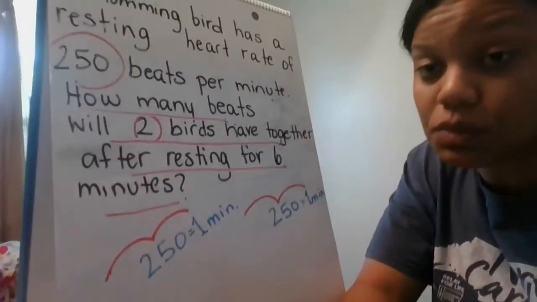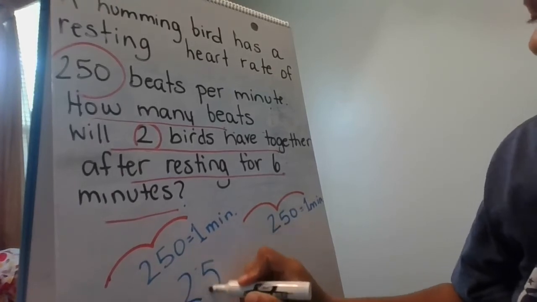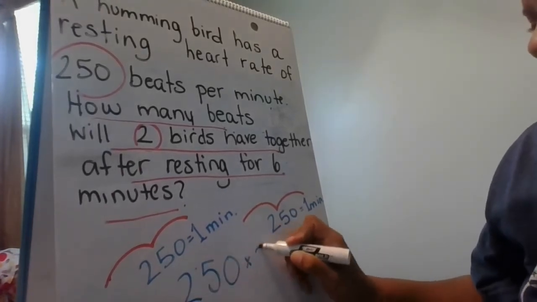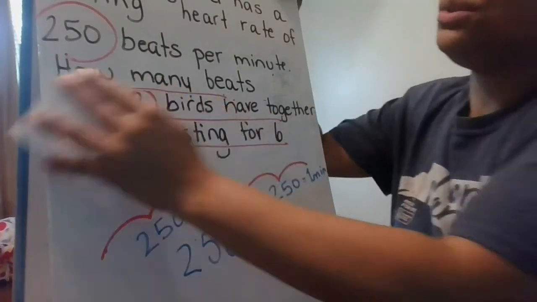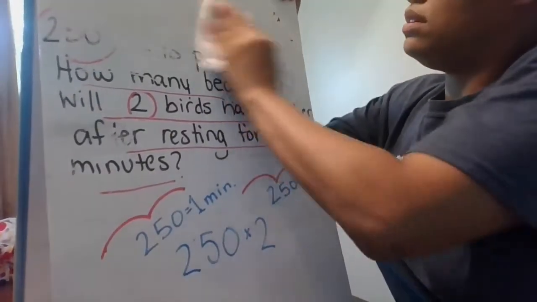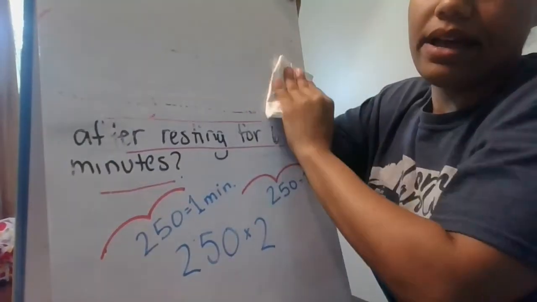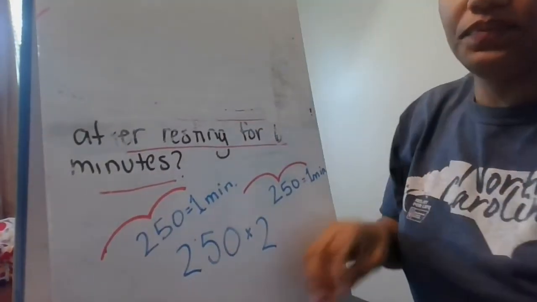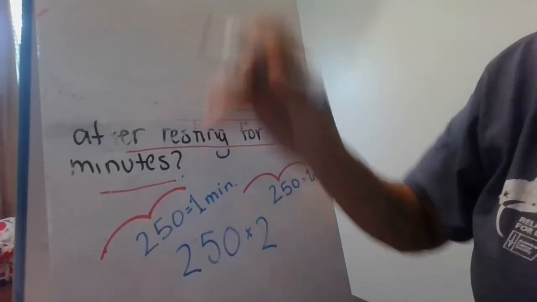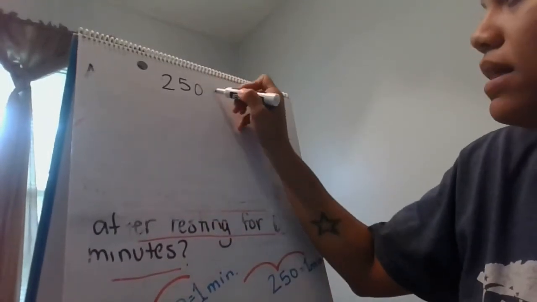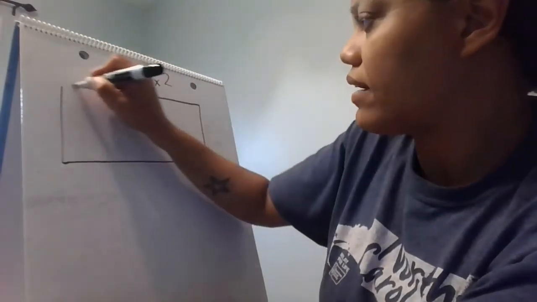Or I can use multiplication and do 250 times 2. So for that, let's go ahead and use my area method. So 250 times 2. Let's first solve it with our area model.